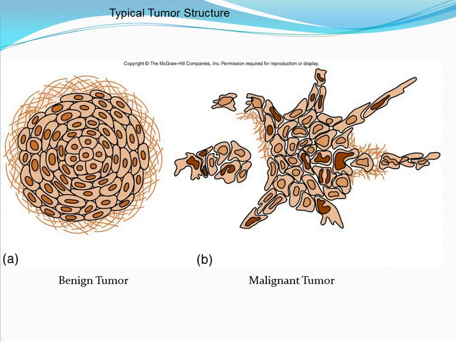These two pictures illustrate a schematic of a benign tumor versus a malignant tumor. Here in A, we see a benign tumor, a very orderly, regular-shaped mass of tumor cells, and notice the distinct capsule around it. The malignant tumor, on the other hand, is not as well organized. You can see these invasive fingers that are spreading into the surrounding area, and it does not have a well-defined capsule surrounding it.